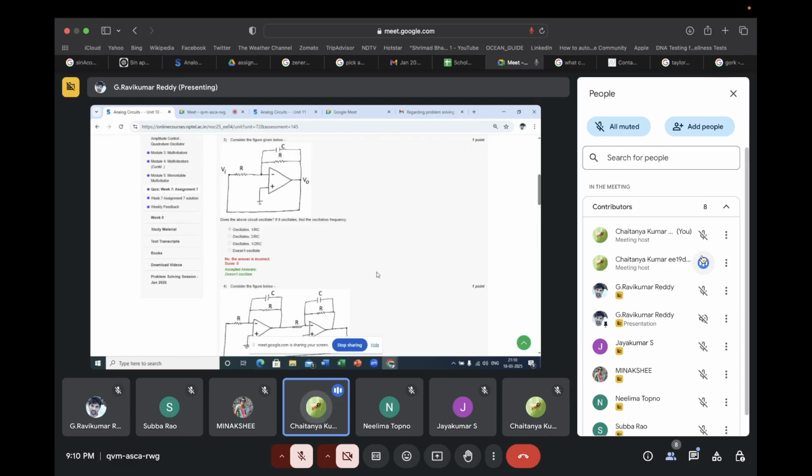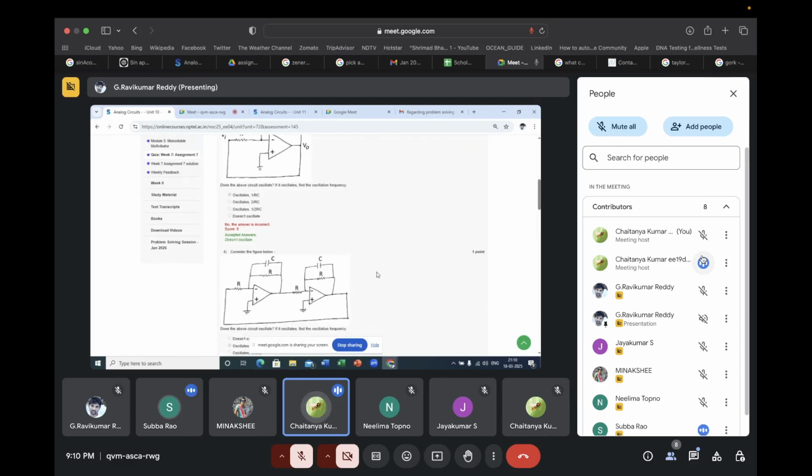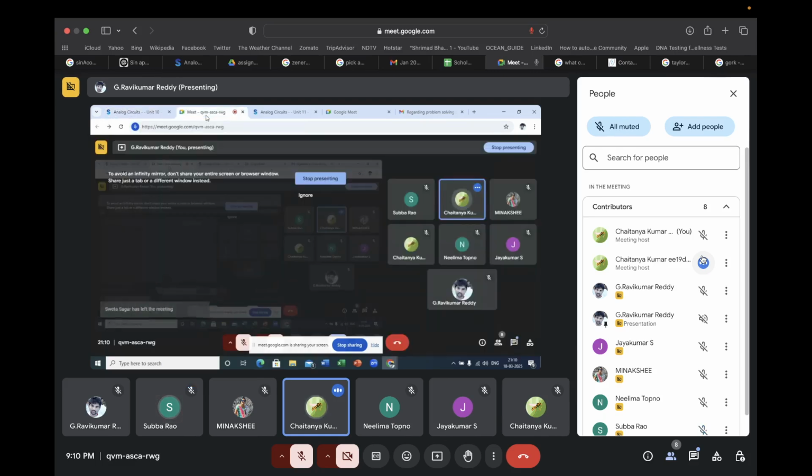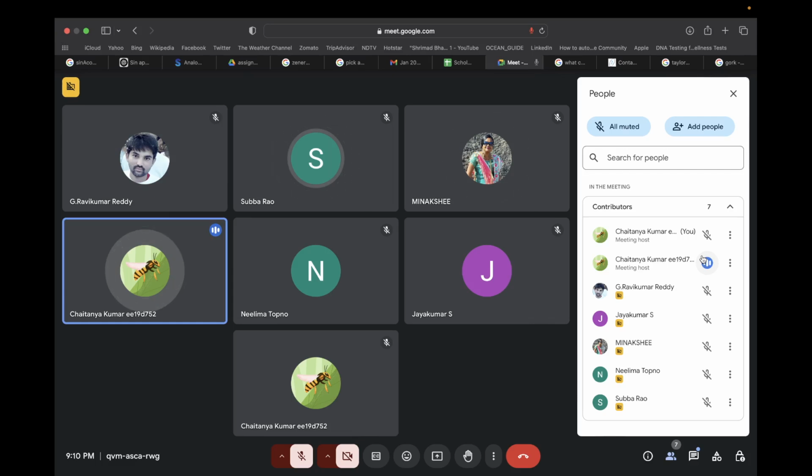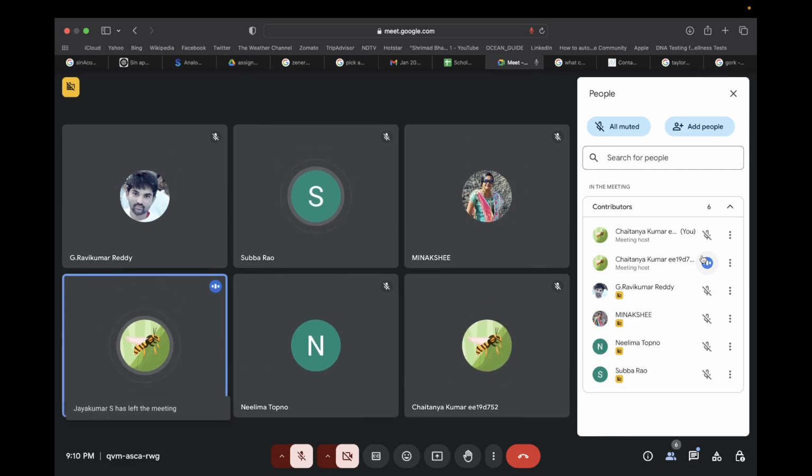Okay, so any other doubt? Jaya Kumar, you were not able to understand that minus tan inverse omega RC, is it? Okay, I think Jaya Kumar left the meeting.